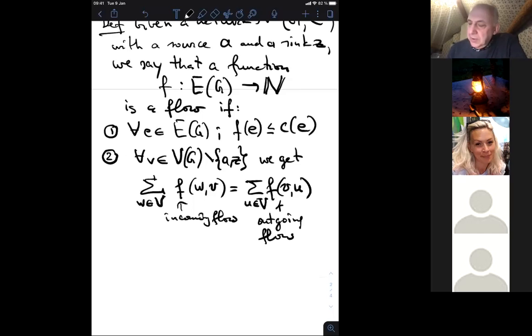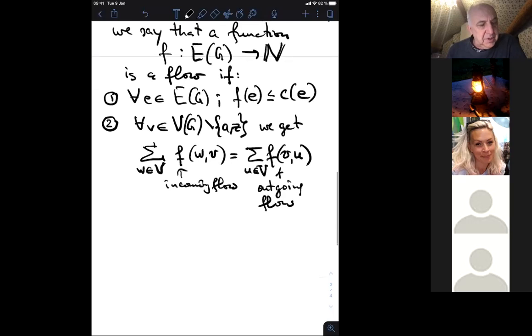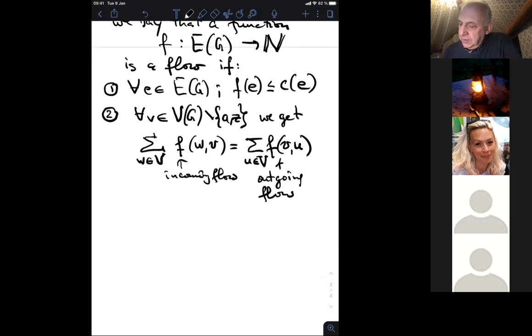Okay, now here is an example of an actual flow related to the graph which I had before. Example of a flow.